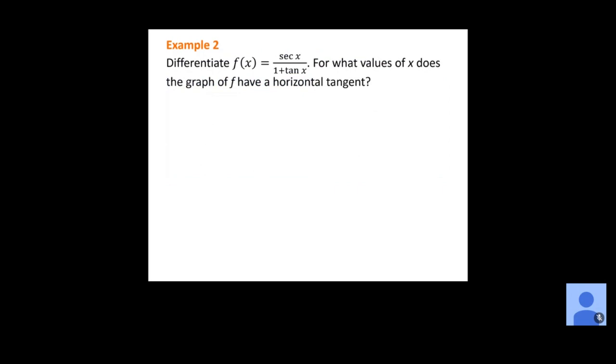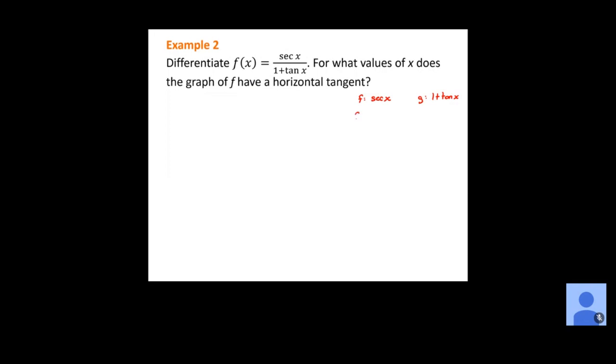All right, so now we want to differentiate this function and then figure out for what values of x the graph has a horizontal tangent line. Start by just finding the derivative. So how are we going to find the derivative this time? All right, good. It is a quotient, so we're going to have to use quotient rule. So remember, f is always your numerator, so that's secant x. G is always the denominator, that's going to be 1 plus tangent x.